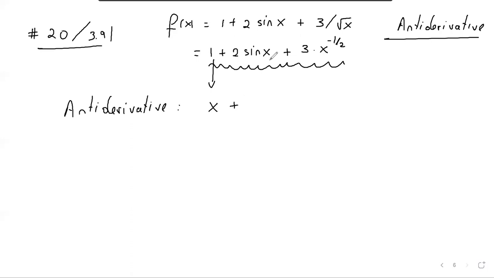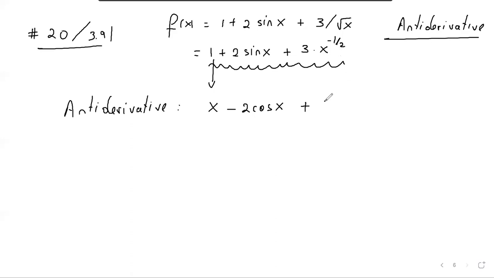For 2 sine x, I put a plus, but as soon as I put the plus, I realized it's a mistake, so it should be minus 2 cosine x. Why is that? Because the derivative of sine x is negative cosine x, and you multiply by 2, you get that. All right, plus, and maybe I need to put something here too.